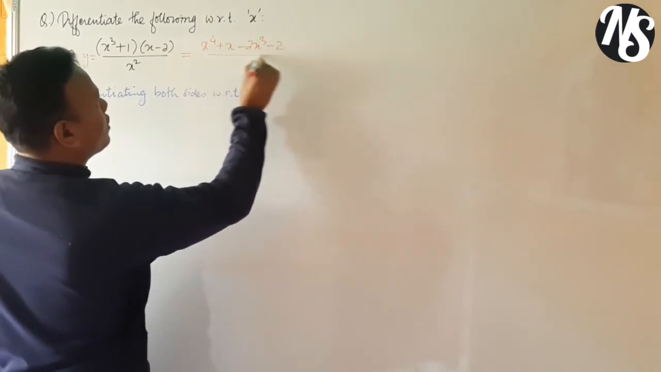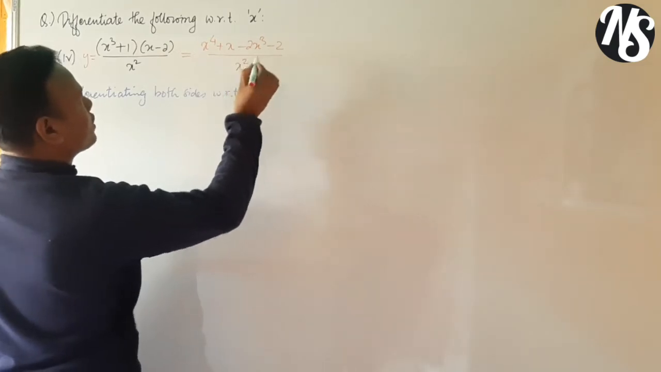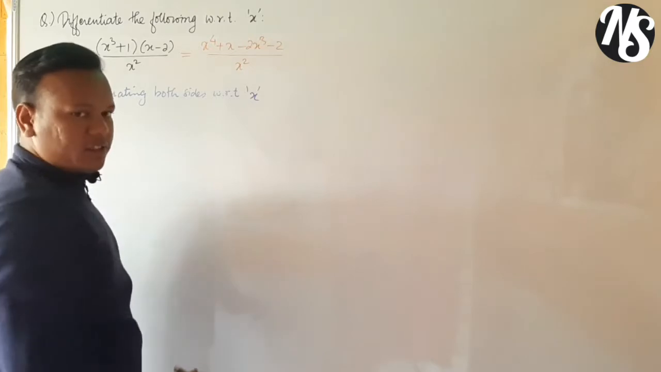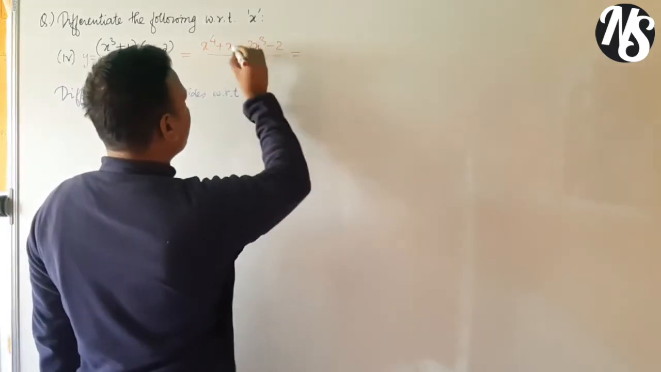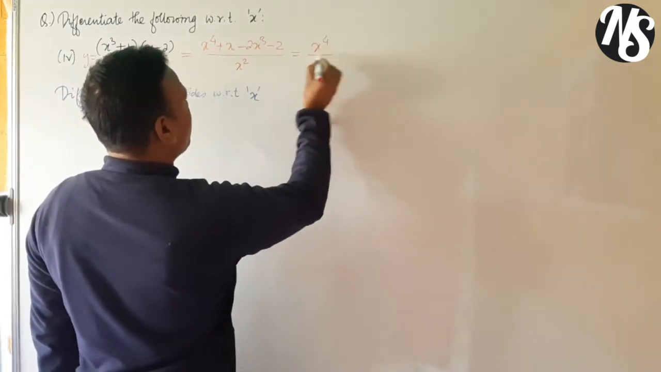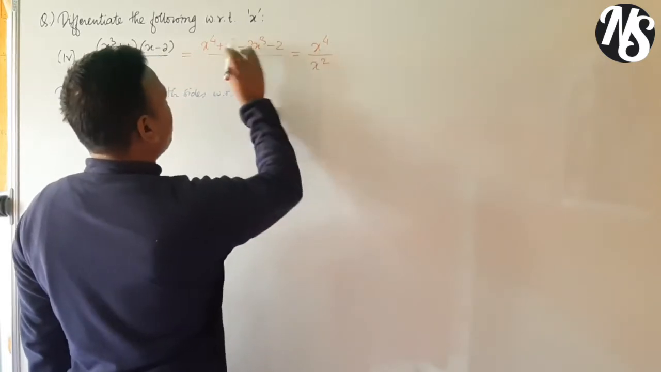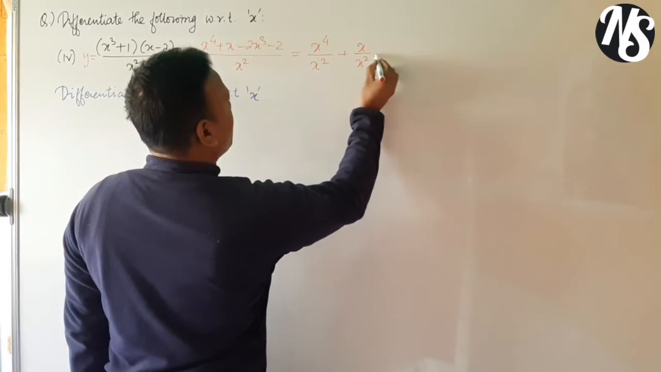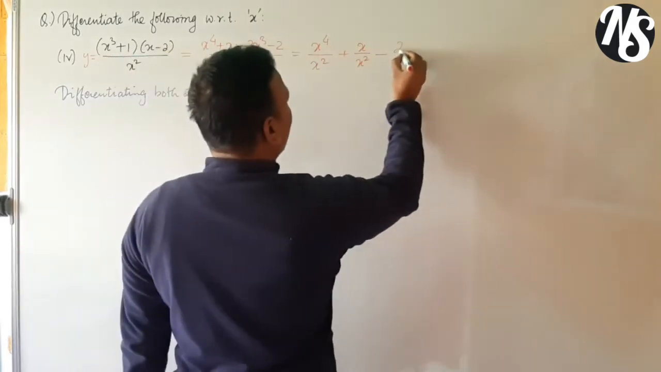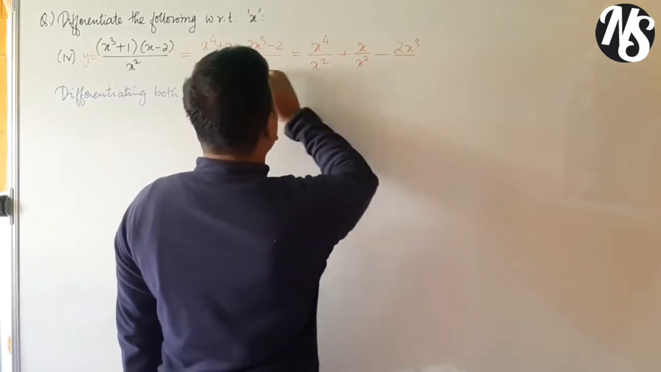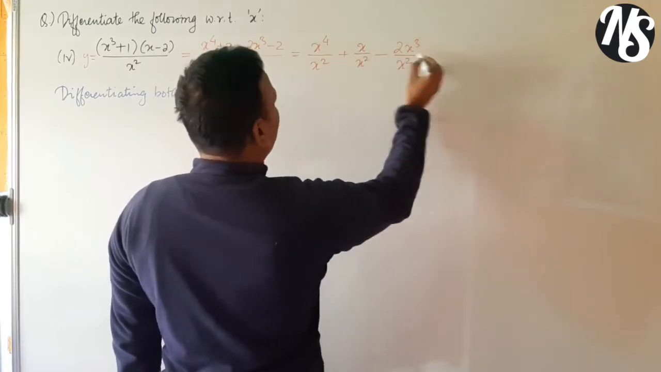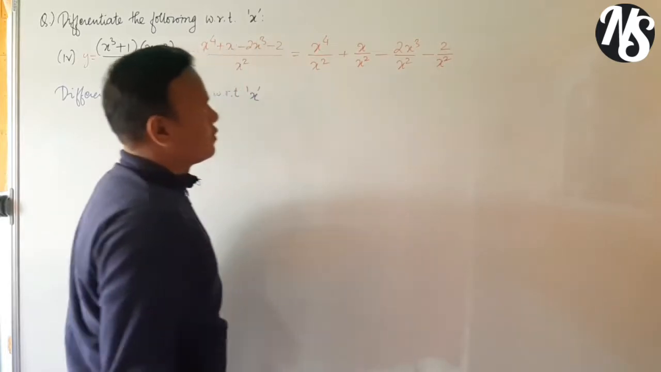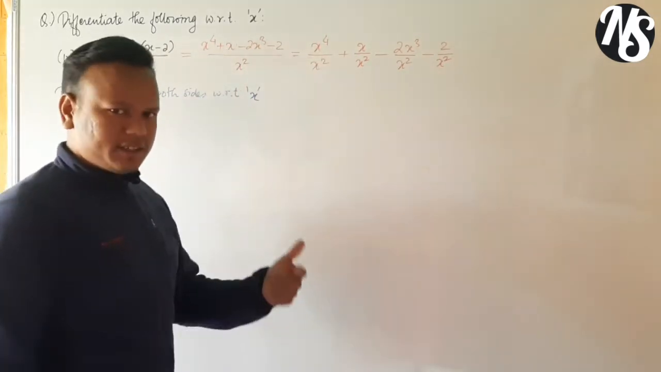In the numerator and in the denominator we have x squared. Now again this is f by g, right? So this can instead be written as x to the power 4 by x square, plus x by x square, minus 2x cube by x square, minus 2 by x square. Now our work is becoming easy, isn't it?